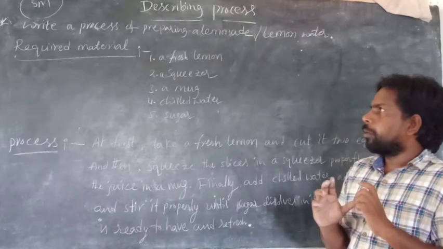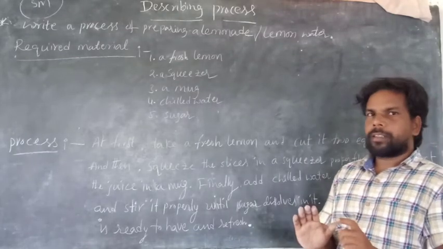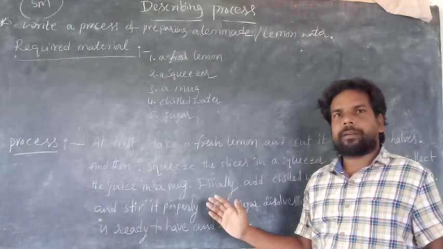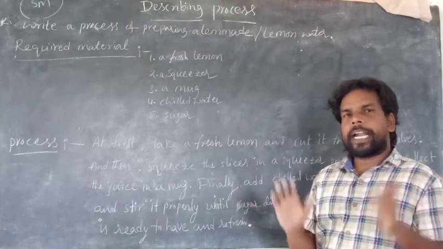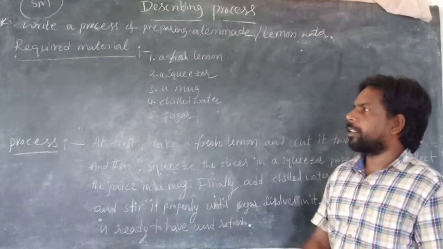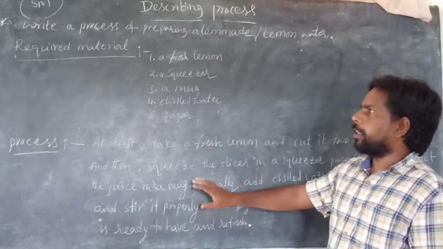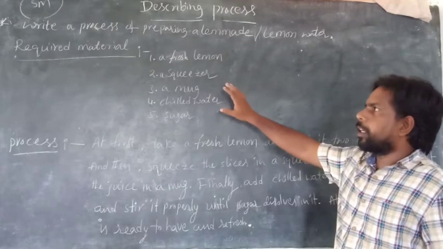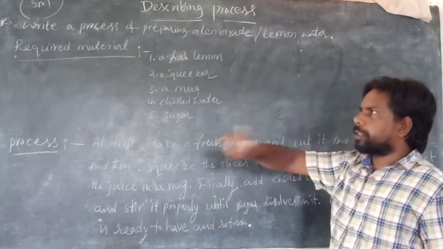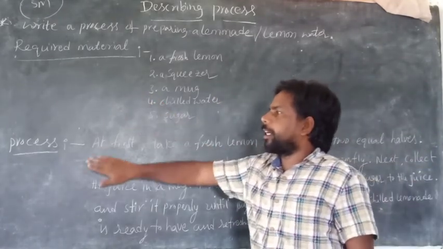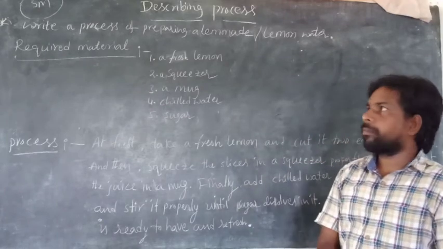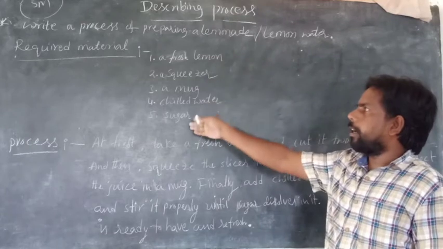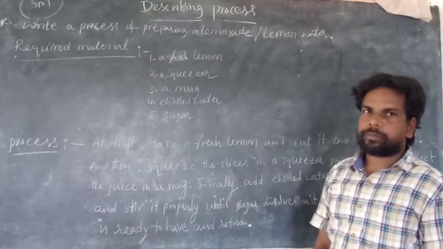So to satisfy the examiner, by appearing to be a lot or a lengthy one, we have to write two side headings. One is the required material and the other is process. In the required material, you have to write the things one by one.